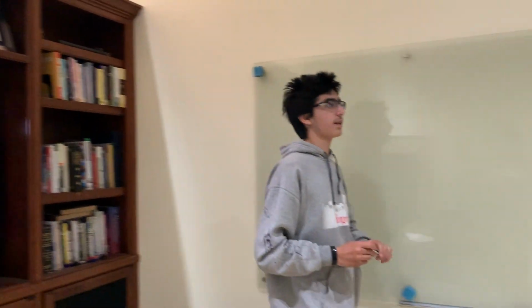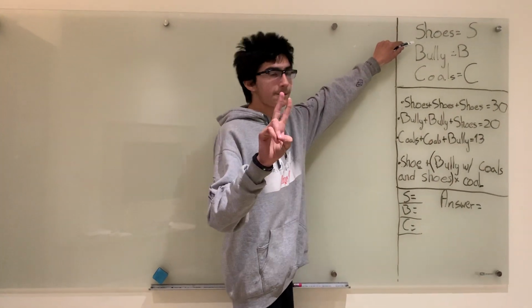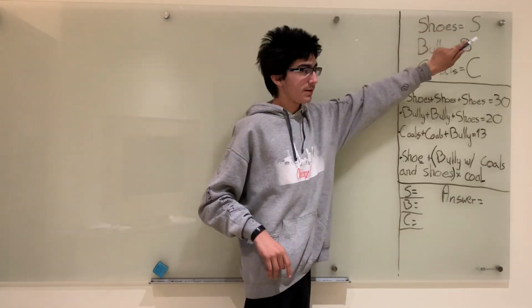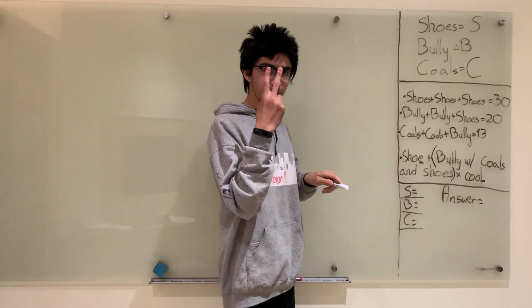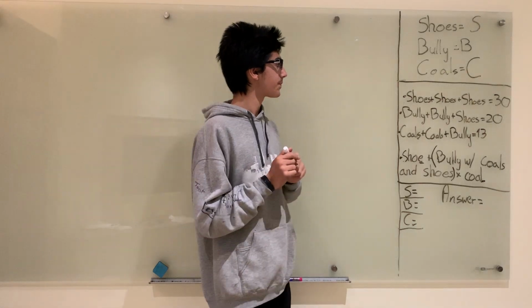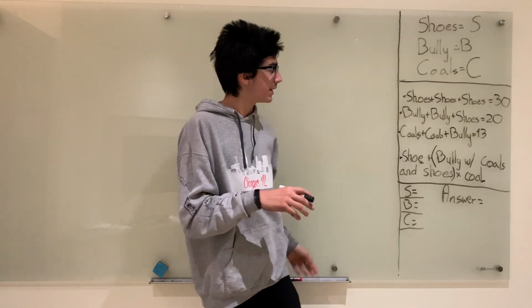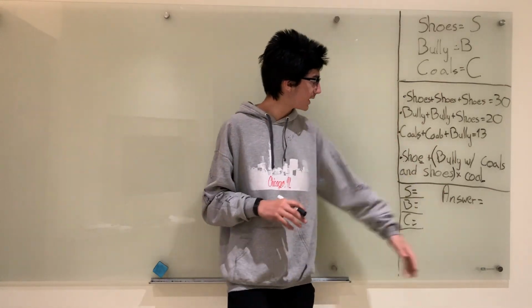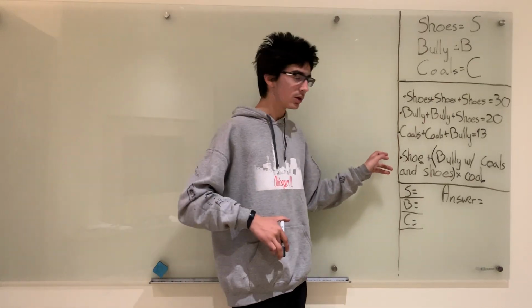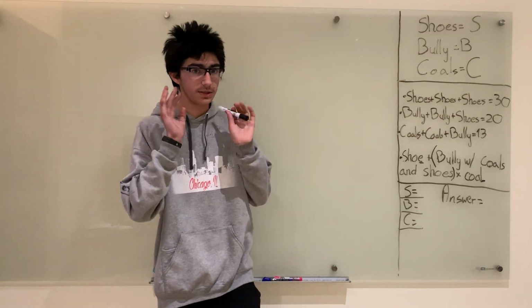So, I have made some variables. Shoes, going for the pair, is S. Bully is going to be B. And coals, for both newspaper rolls of coals, is going to be C. So I just rewrote the problem. Shoes plus shoes is 30. Bully plus shoes is 20. Coals plus bully is 13. And a shoe plus a bully with coals and shoes times a single thing of coal.